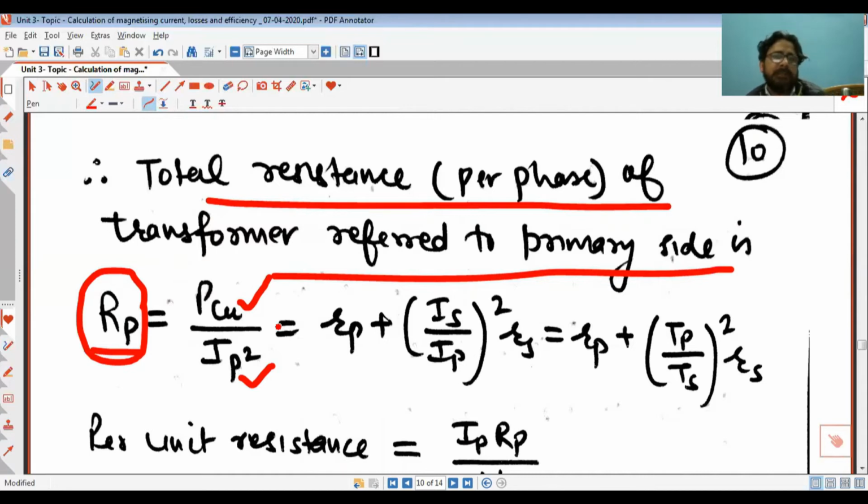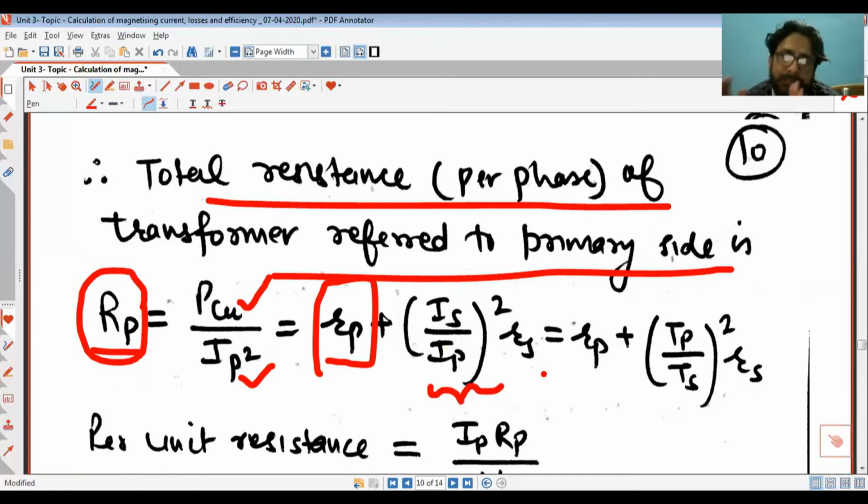So basically the equivalent resistance of primary winding is equal to the resistance of primary winding plus the value of the secondary winding referred to primary, let us say R2 dash, something like this. Okay, so here we have the primary winding Rp plus A square. This is the transformation ratio.